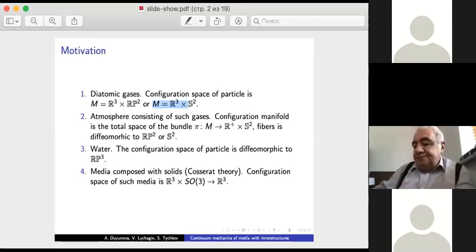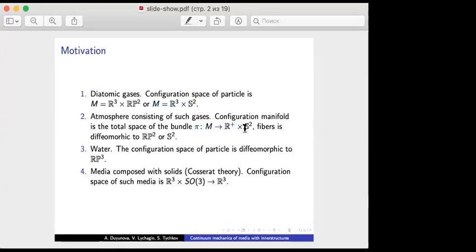Let's say we want to describe an atmosphere consisting of such gases. Then the configuration manifold for the whole medium M will be the total space of this bundle, with fibers diffeomorphic to the projective plane for homonuclear gases and the two-dimensional sphere for heteronuclear.